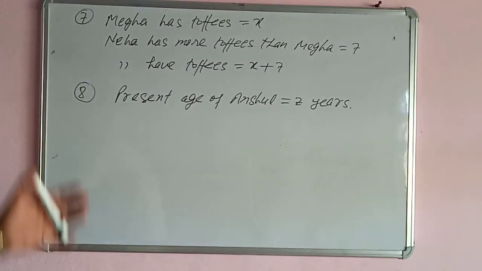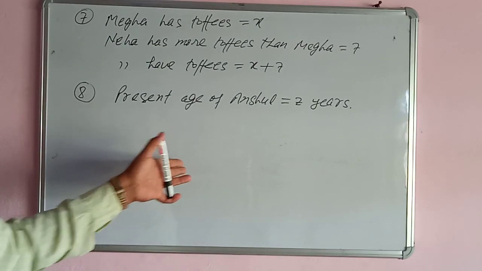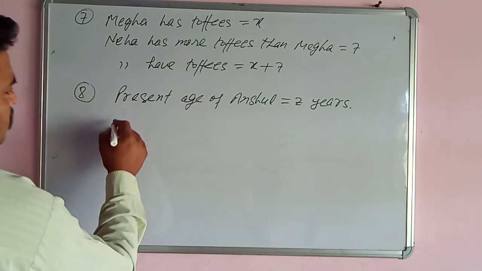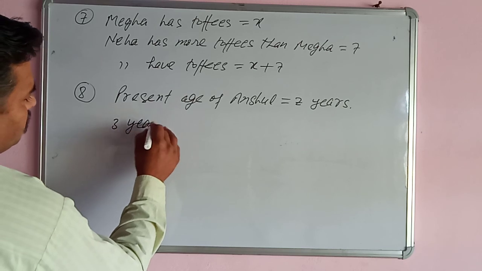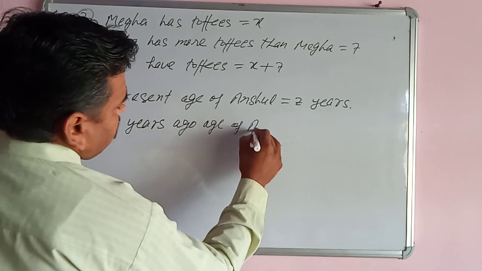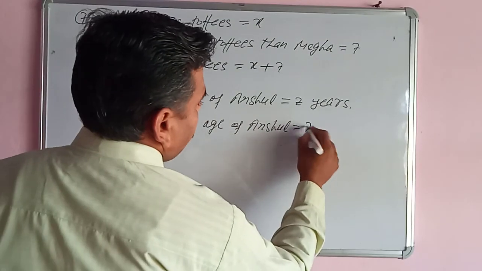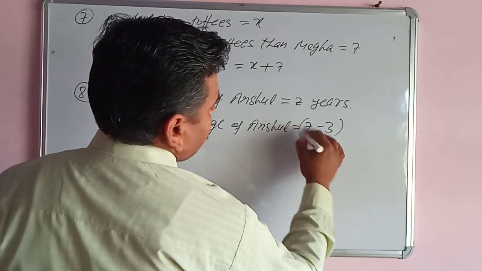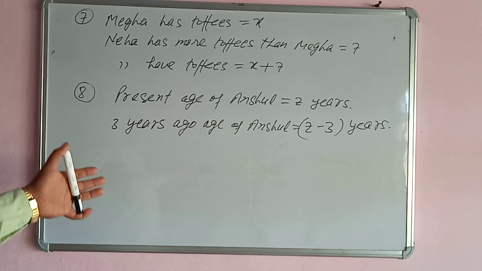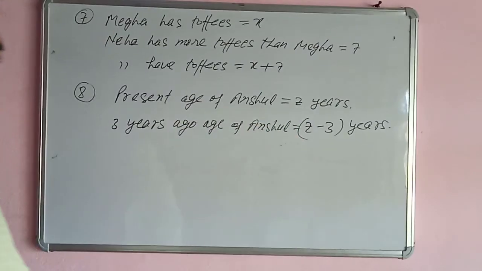Suppose you are now z years old. How old were you 3 years ago? 3 years ago means 3 years back. So 3 years ago, the age of Anshul was z minus 3. So it is z minus 3 years. This is the answer. So when the question is about ago, we will subtract. If it is after, then we will add. Okay.